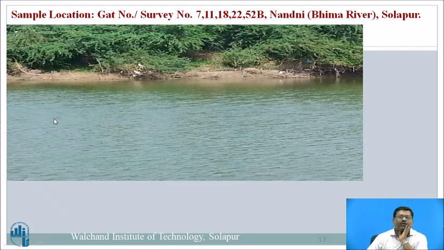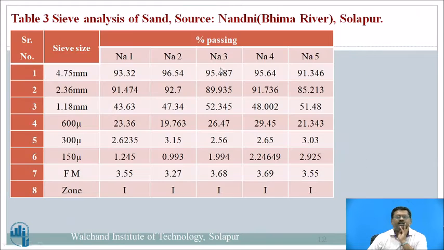Now the third location is the village Nandni on the same Bhima river. For these gut numbers, let us see the sieve analysis of sand for Nandni village. There are again 5 samples, and the abbreviation given for this is NA 1, 2, 3, 4, 5. Now these values are available here, and if we compare these values with the tables, all the samples 1, 2, 3, 4, 5 belong to zone 1.